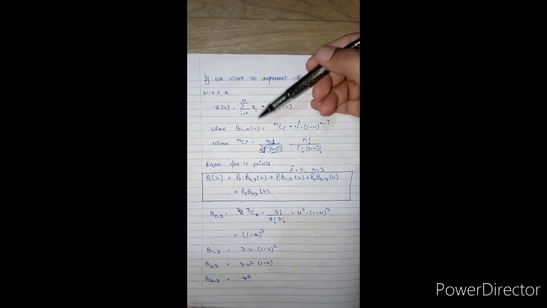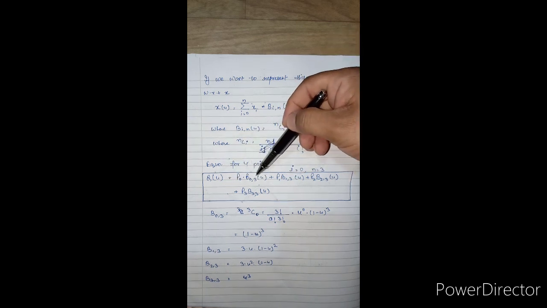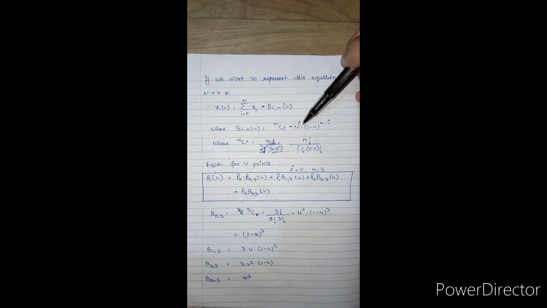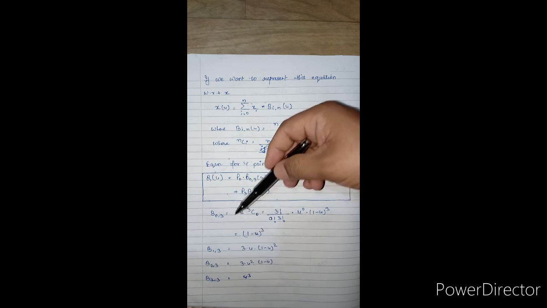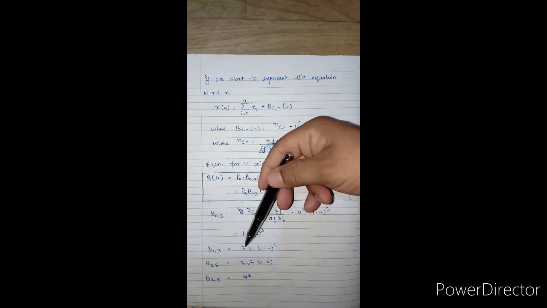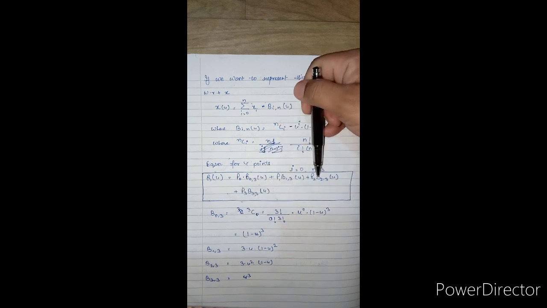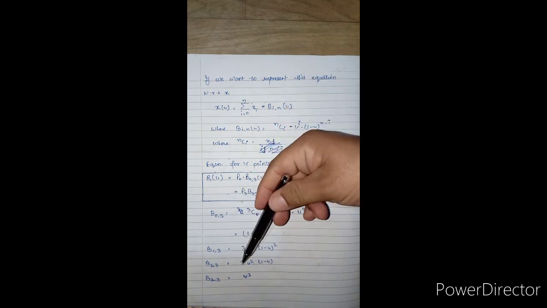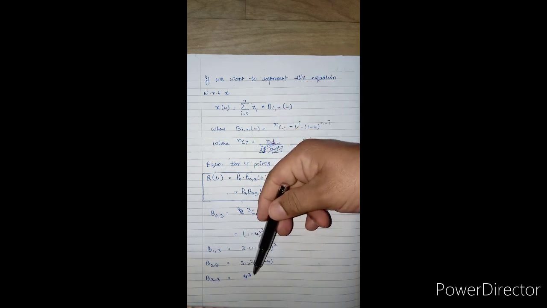And what is the value of bin? That is equal to nCi into u to the power i into 1 minus u to the power n minus i. So we can compute b03 according to this formula. We get b03 equal to 1 minus u to the power 3. In the same way, after calculating b13 we will get 3u into 1 minus u squared. After calculating b23 we will get 3u squared into 1 minus u, and after calculating b33 we will get u cubed.